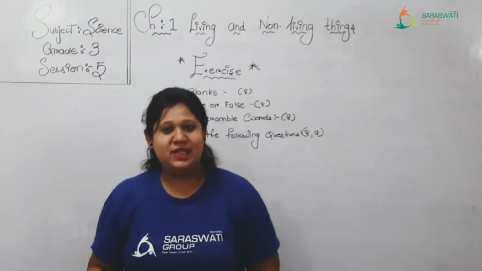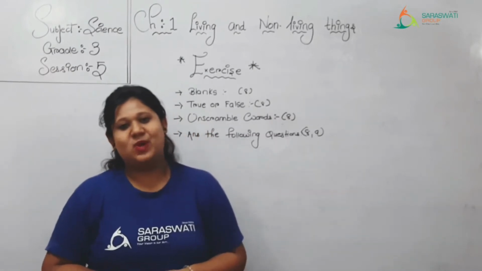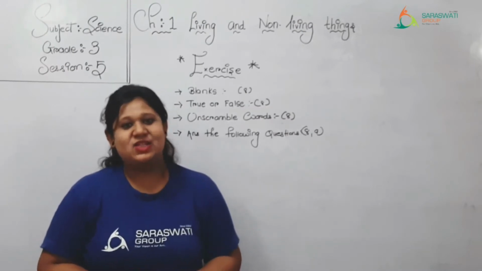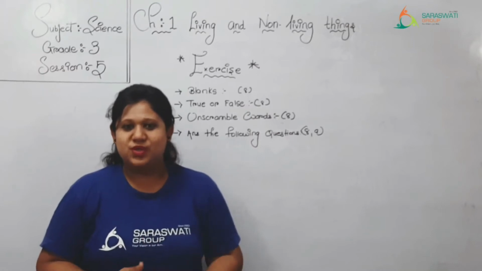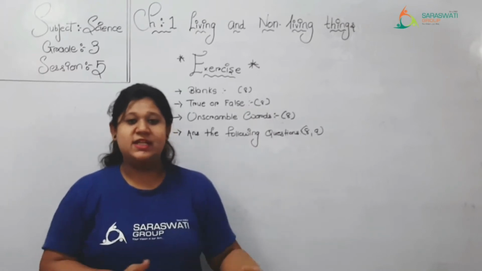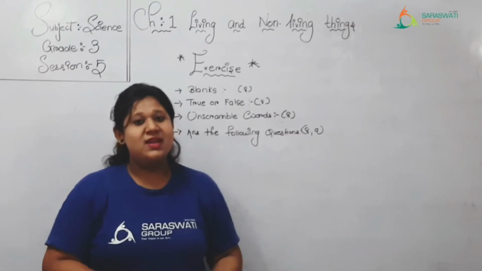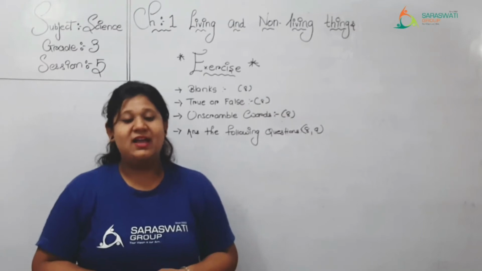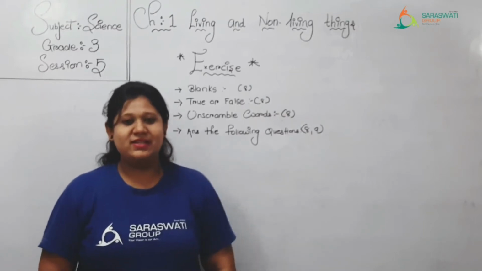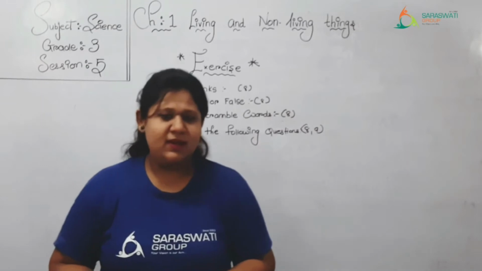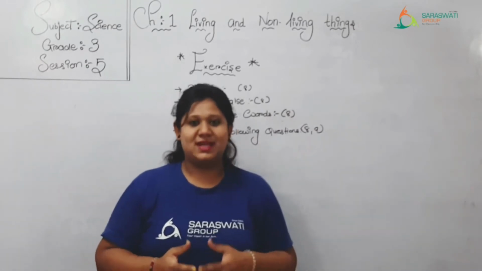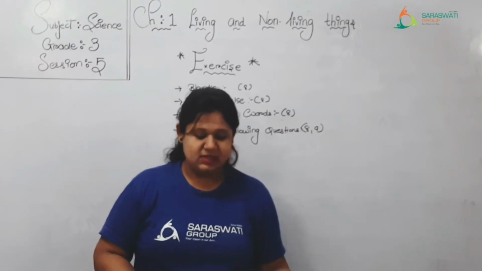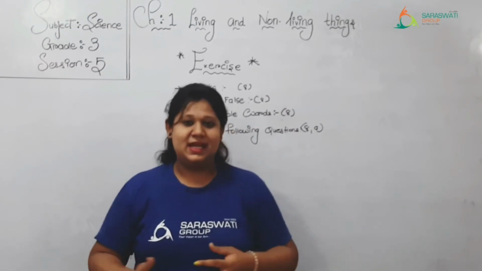So kids, we completed 4 sessions of chapter number 1, living and non-living thing. In today's session number 5, I am going to explain the exercise because we have completed our chapter also, right? I am going to cover the whole exercise. There are some exercises given in your textbook, on page number 8 and 9.